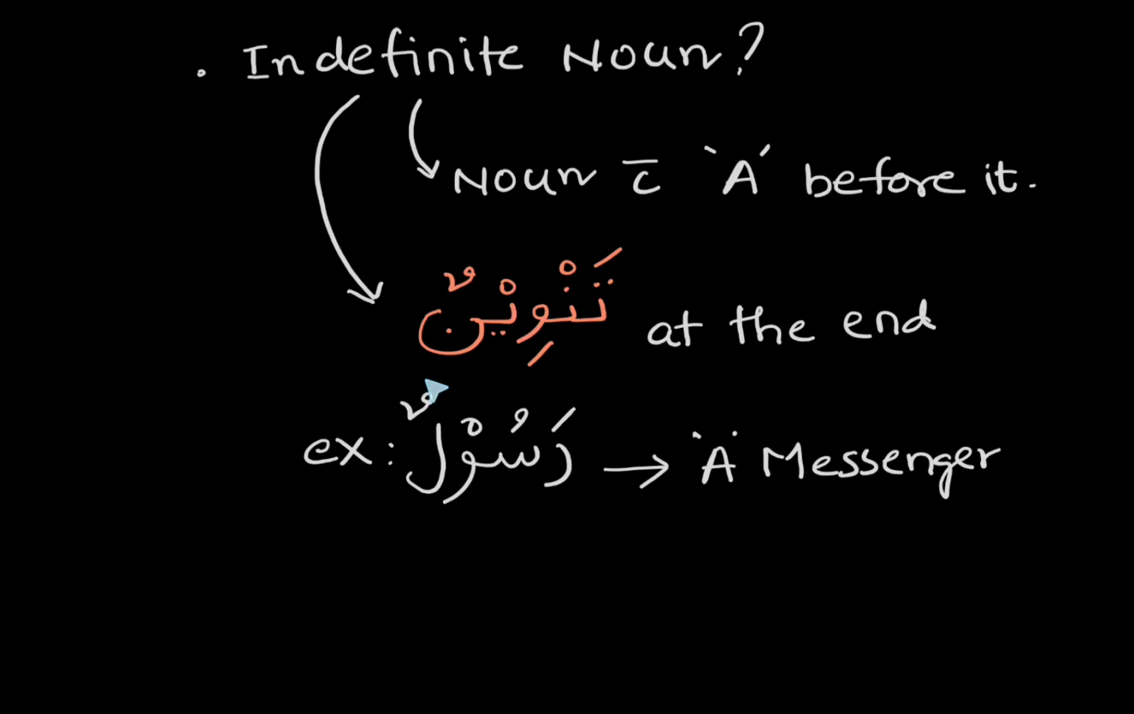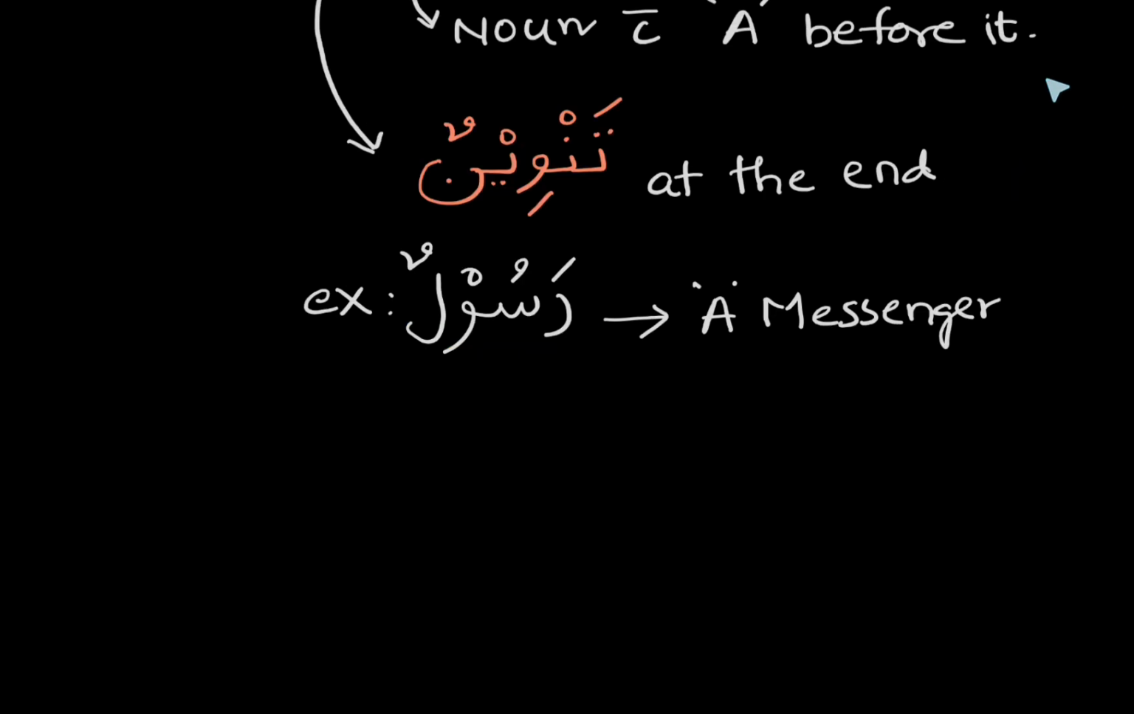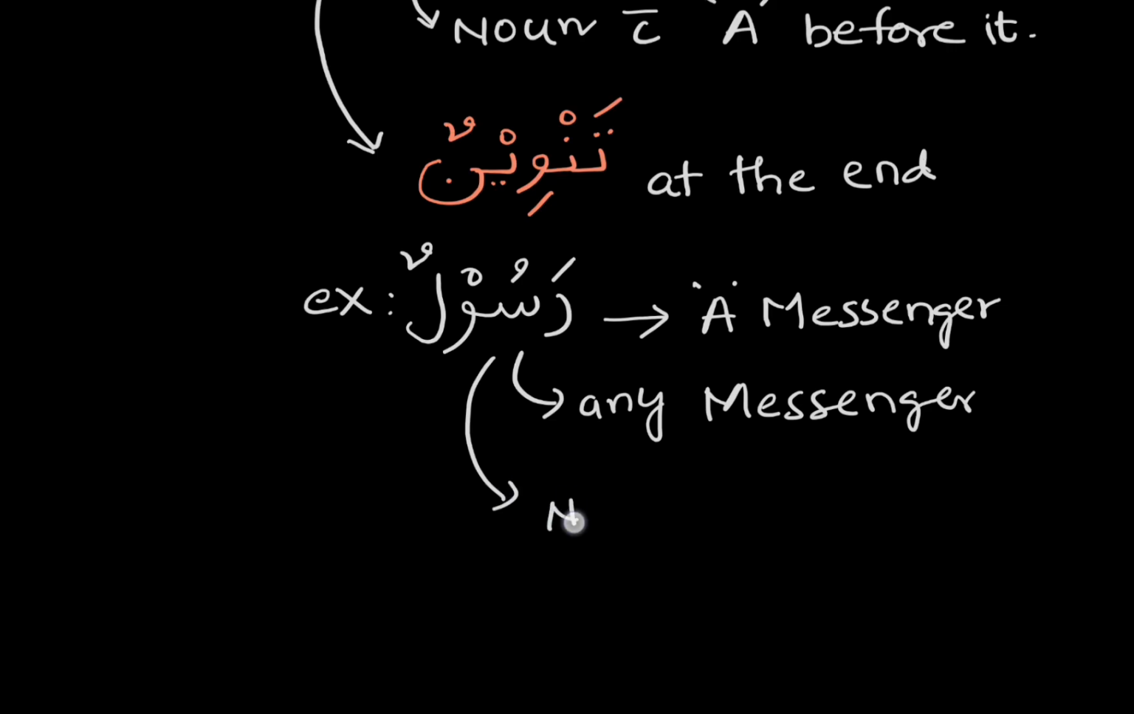This is the tanween, that is dammatain, fathatain or kasratain: double fatha, double damma or double kasra. Such words ending with these tanween are known as indefinite nouns. So the example is Rasulun, which means a messenger. We are talking about any messenger. Here it is not specified. So such nouns are known as indefinite nouns. He can be any messenger, and these nouns are not specified.